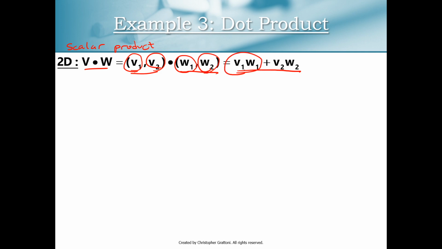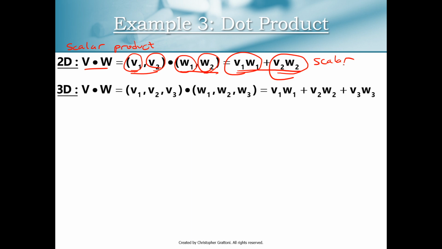So v1w1 plus v2w2, and this result is a scalar, hence the scalar product. You could do this in any number of dimensions. It's fine in 2 dimensions. It works with 3-dimensional vectors.